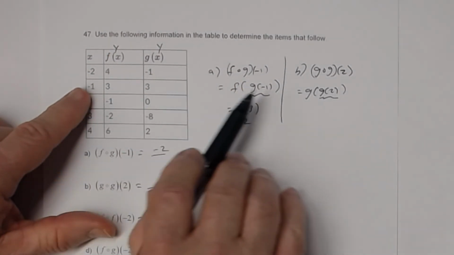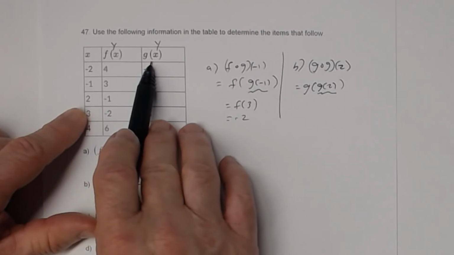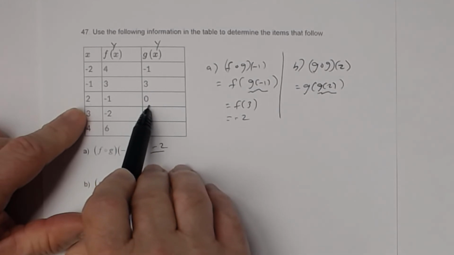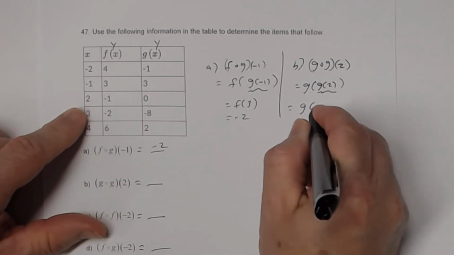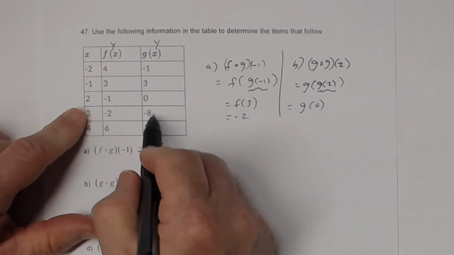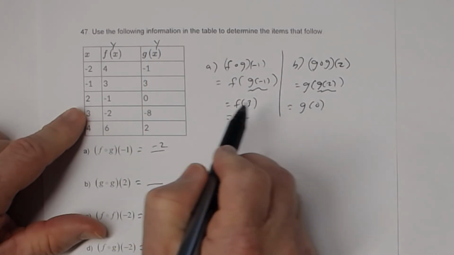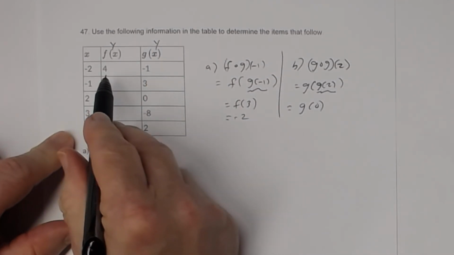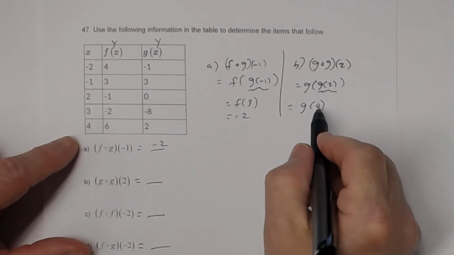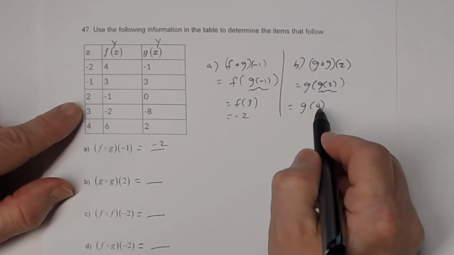All right. So g of 2, here's x equals 2. g of 2 is 0. You got to make sure you use the right one. g of 2 is 0. So this becomes g of 0. So now to find g of 0, I'm still in my g of x column. I want to know what that y value is when x is 0. Well, I don't have a 0, do I? Okay, so let's go ahead and change that. Let me make sure I do this right. So g of 2 is 0.